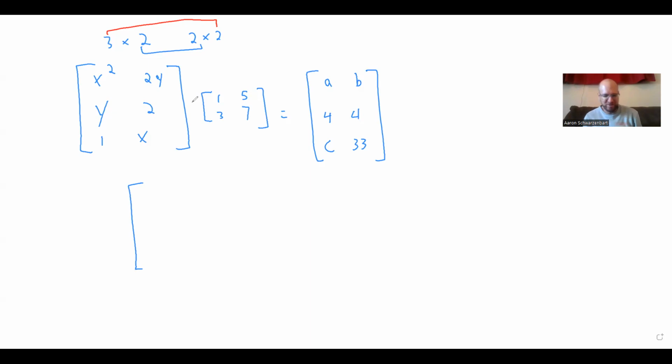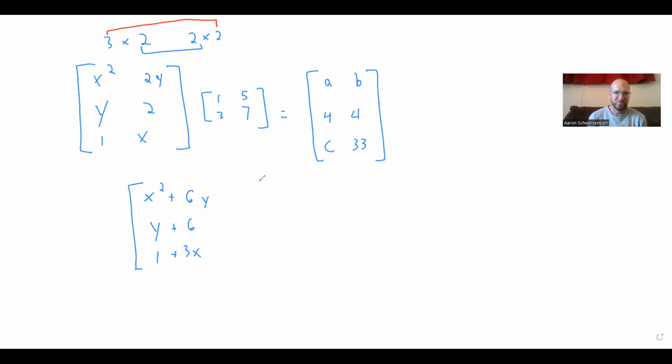So that's x squared times 1. I'm just going to put this in the matrix. x squared times 1 plus 2y times 3 is 6y. Here, I'm looking at row 2 times column 1. So that's 1 times y plus 3 times 2, that's plus 6. And then row 3 of the matrix is 1 times 1 is 1 plus x times 3, so 1 plus 3x.